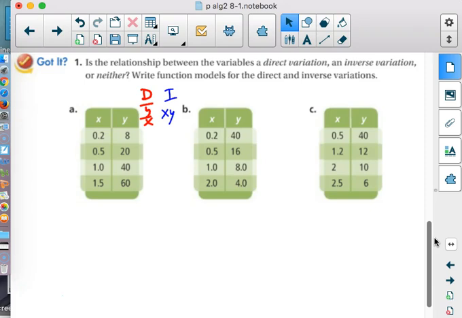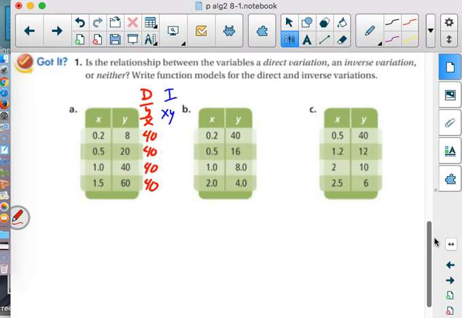Direct or inverse? Direct. So you did your division. What'd you get every time? All the way down? Excellent. So it's y equals 40x, and it's direct.